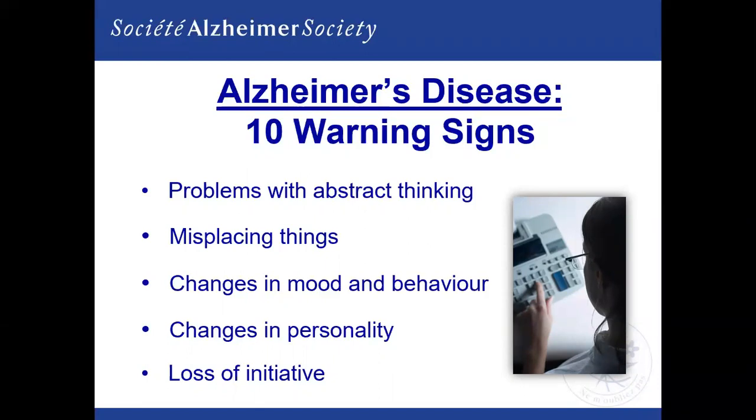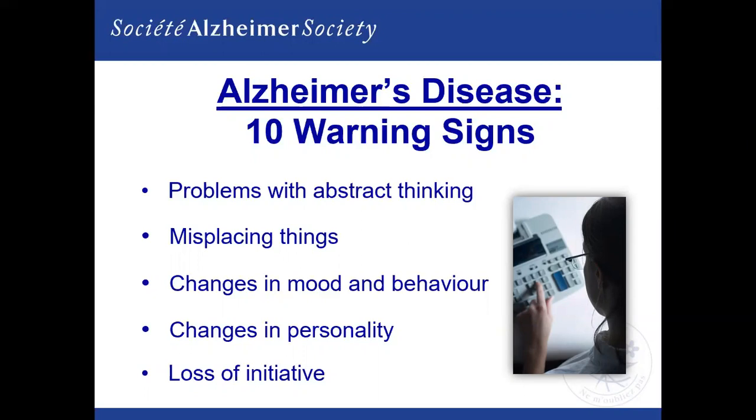Changes with personality can also be a common warning sign. Our personalities can change in subtle ways over time. That's normal. However, a person with Alzheimer's disease may experience more striking personality changes. They can become more confused or paranoid or suspicious or withdrawn. And the changes could also include things like lack of interest, fearfulness, or acting out of character.